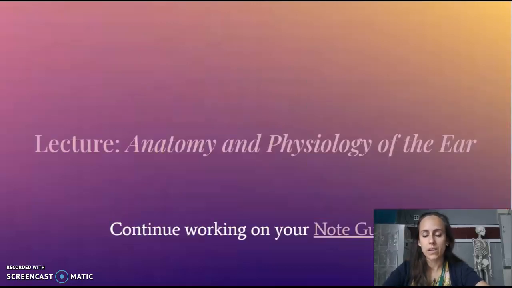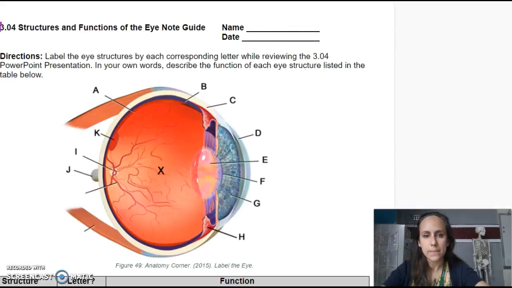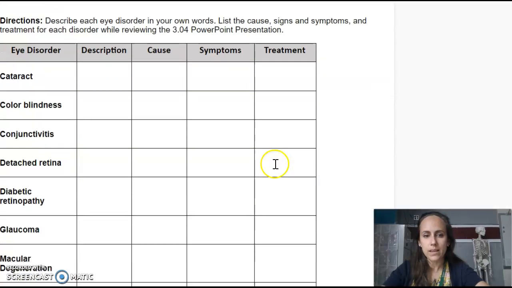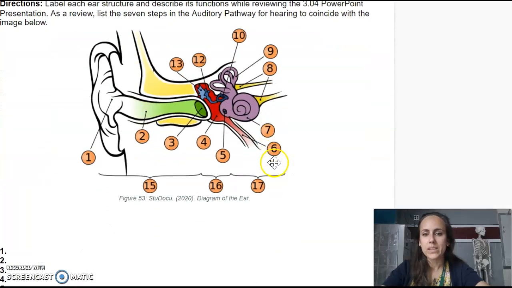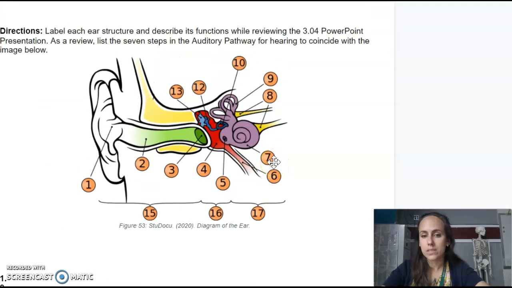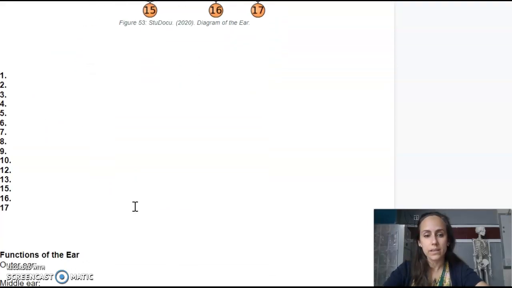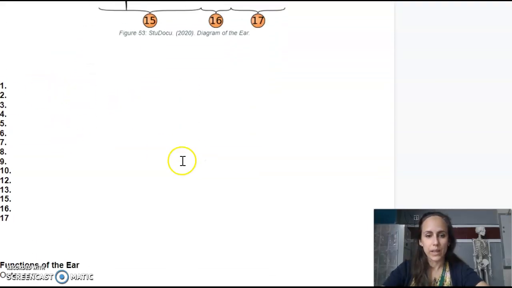So today we will be talking about the anatomy and physiology of the ear. Please continue to work on your note guides. The part of the note guide that we will be working on today, we've already completed the eye. We will be down here in the ear section. We will be able to fill out all of these structures by the time we're through today. That's where we label them down there.